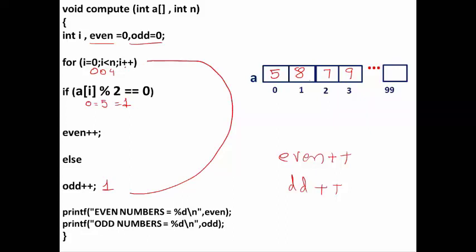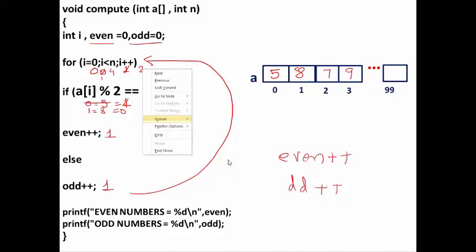I go back. i plus plus is now 1. i कितना हो गया? 1. 1 less than 4 is true. Come down. A1. A1 में क्या वैल्यू है? 8. 8 mod 2 remainder is 0. 0 is equal to 0 is true. मतलब ये even number था, तो even plus plus, even 0 से 1 हो गया. Then I go back. i plus plus now becomes 2.